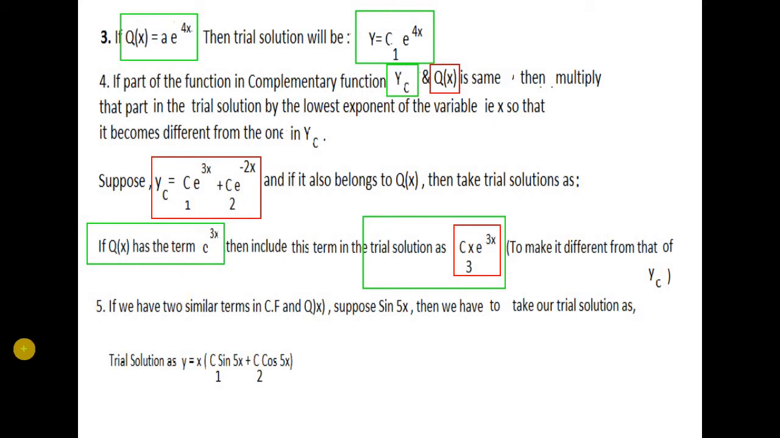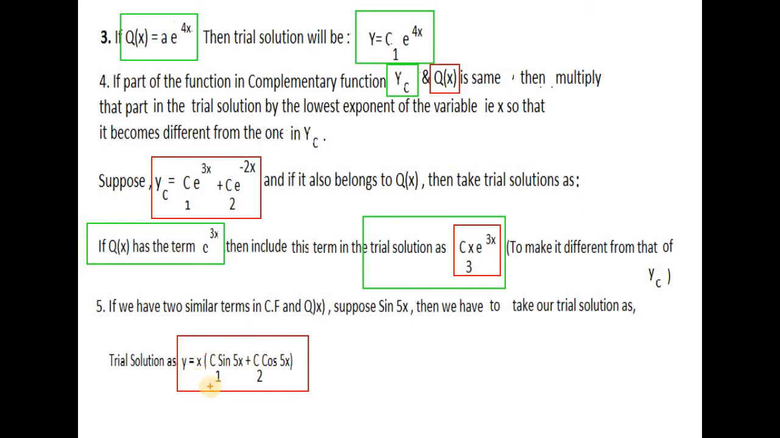Now we come to point 5. If we have two similar terms in complementary function and q of x, point 5 is similar to point 4, but in point 5 we are discussing sinusoidal functions. Suppose both CF and Q have sin 5x, then we have to take our trial solution as this one.